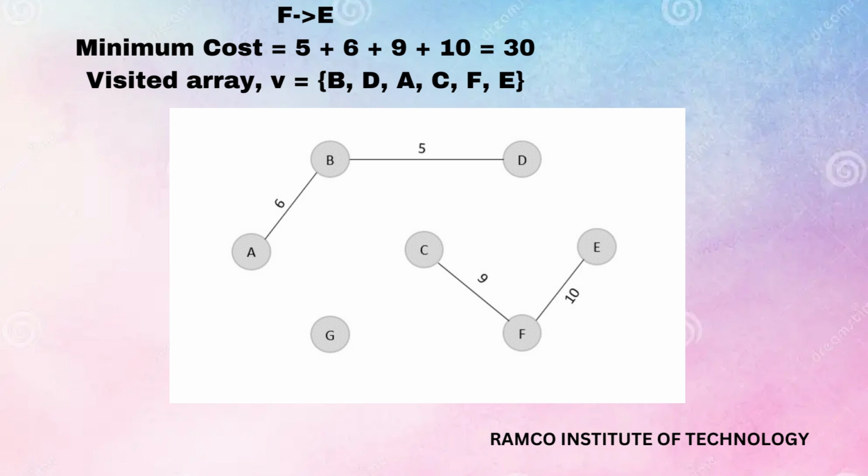So these are the vertices we have visited up to this point. All these vertices should be added into the visited array. So the minimum cost up to this is 30: 5 plus 6 plus 9 plus 10 is equal to 30.